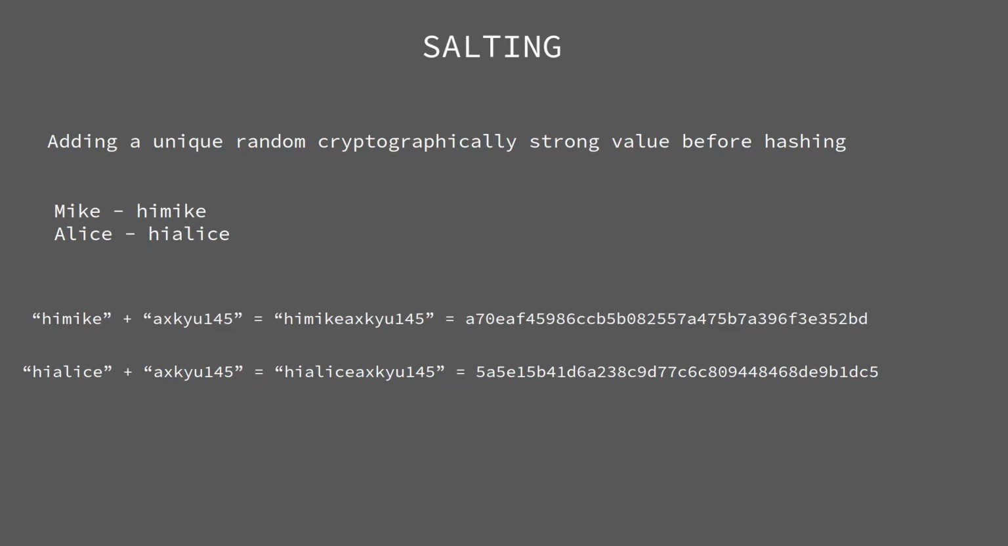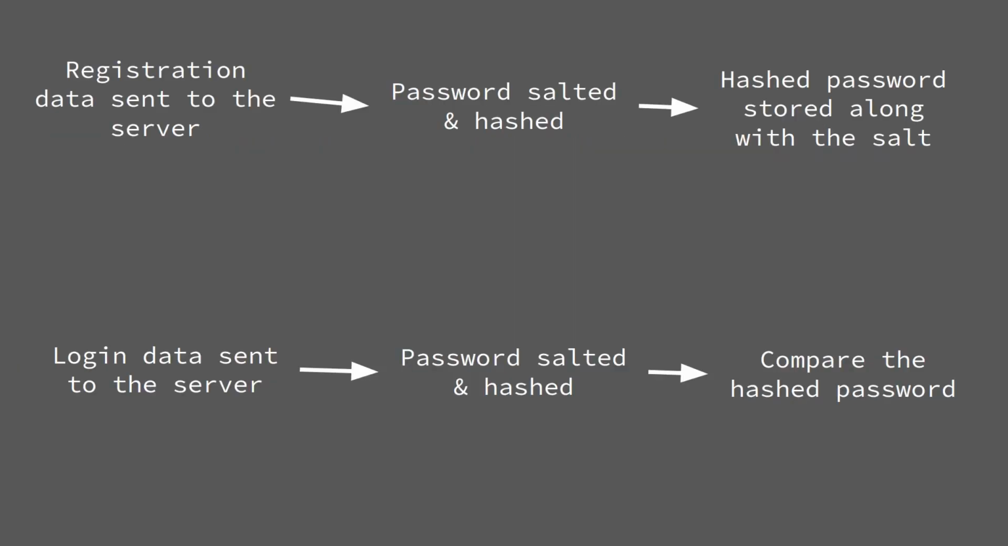So now with the hashed password, we will also store the salt, and our registration and login flow will change a little bit. So now first the registration data will be sent to the server. Then instead of hashing the password directly, we will first add the salt to the password and hash it, and store both the password and the salt. And during login, we will take the login data, add the salt to the password, hash this new password, and then compare the hashed password. So here I have one more step, which is the salting, and we have to store another thing, which is the salt. So in the database we will have to add another column.